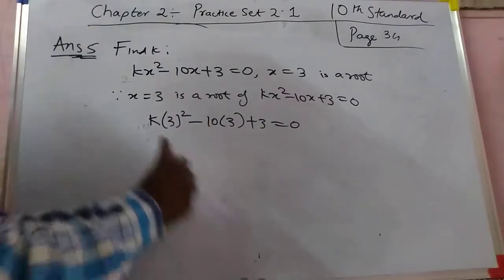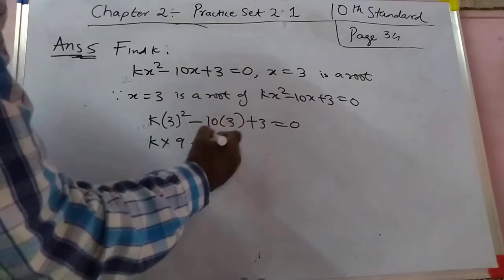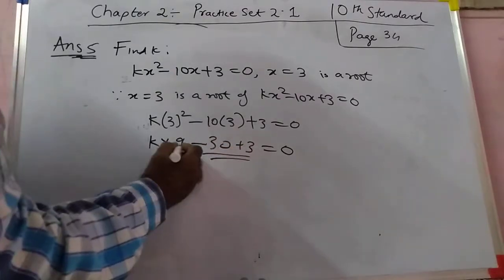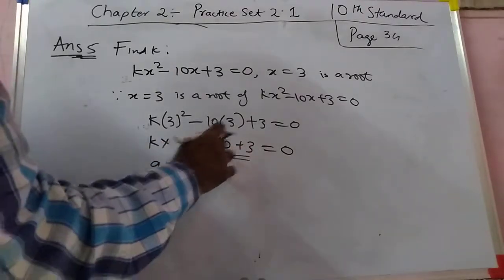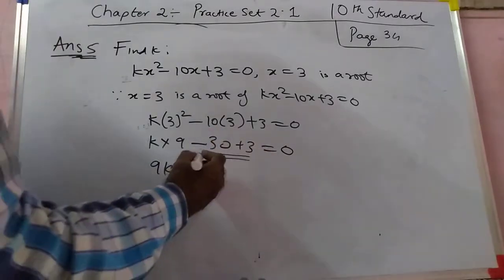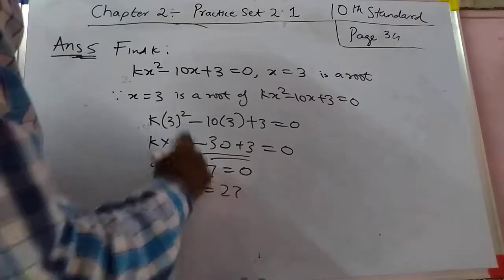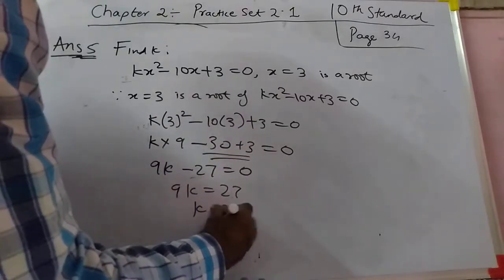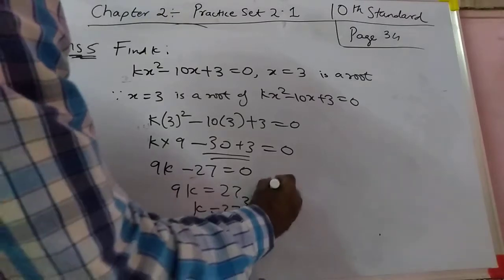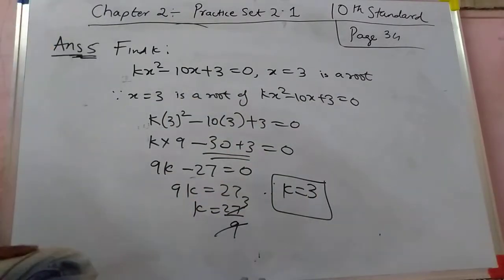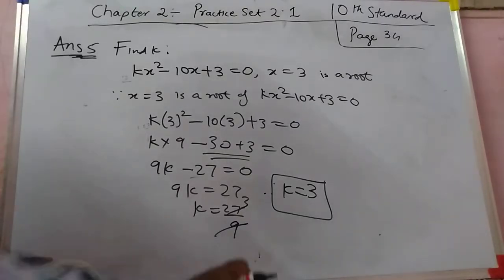So you write this k into 9 minus 10 into 3, 30 plus 3 is equal to 0. This is 30 plus 3. You can write it in front, 9k minus 30 plus 3. Minus plus means subtraction, so it will become minus 27 is 0. So 9k is equal to 27. It will go that side. So k is equal to 27 upon 9. So that you can cut it. Therefore k is equal to 3. So you have to write it like this, okay? Step by step. Right. Now we'll do the sixth one.